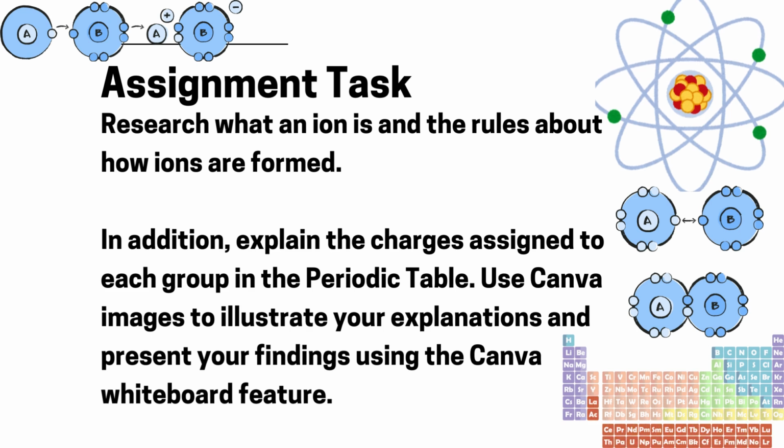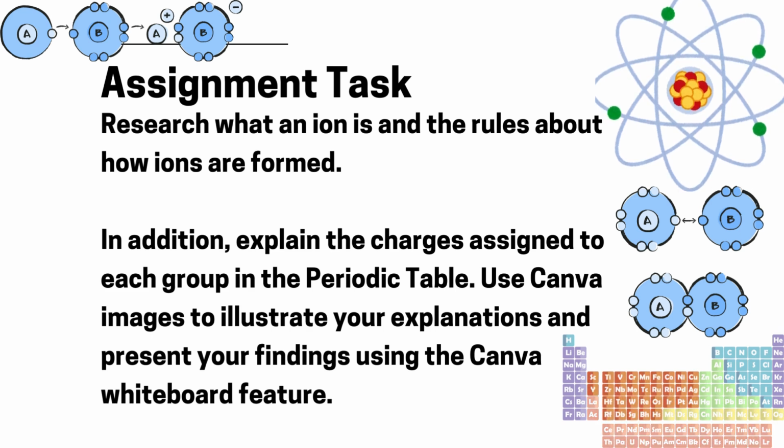Here's your assignment task: research what an ion is and the rules about how ions are formed. In addition, explain the charges assigned to each group in the periodic table, use images to illustrate your explanations, and present your findings using the whiteboard feature. You can use the Canva app. That is fine.